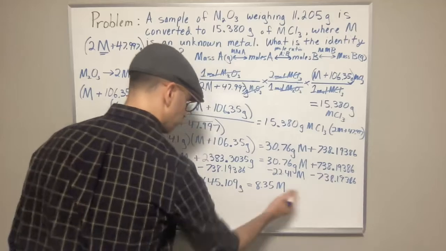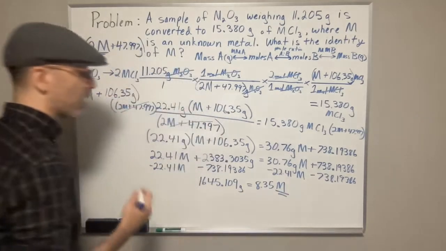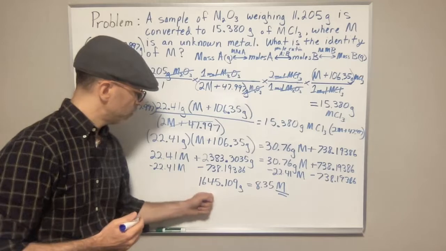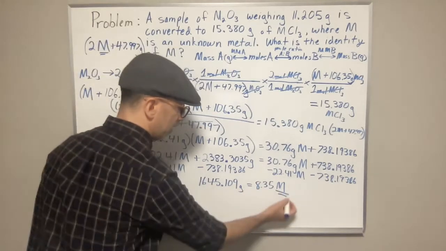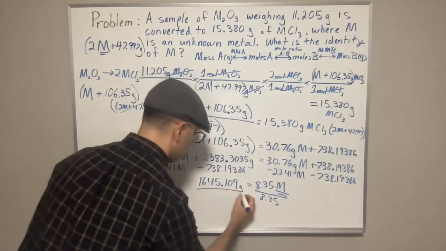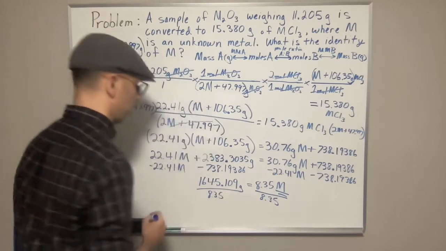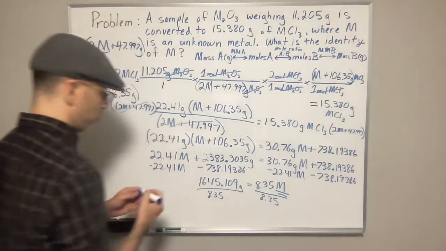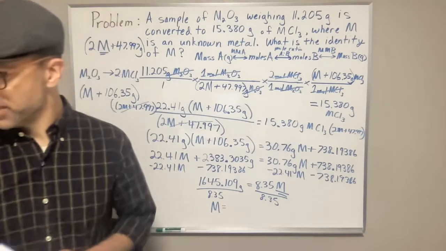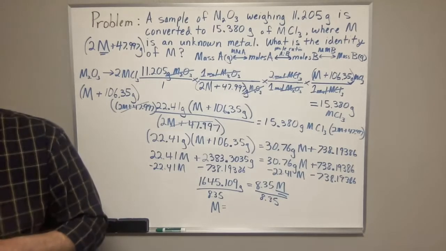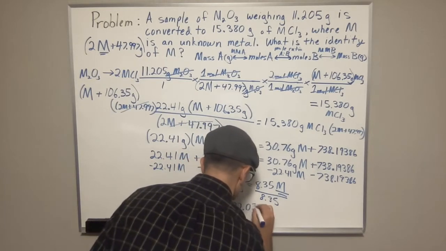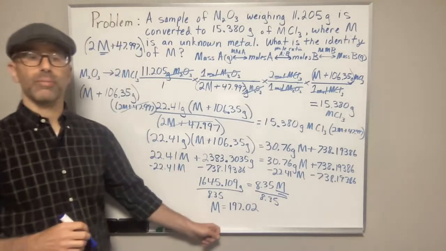Since m is the molar mass of the unknown metal, all we need to do is divide both sides by 8.35 to get m by itself. And then we get m, the molar mass of m that we're solving for, is equal to 197.02. And so now we have the molar mass of m.